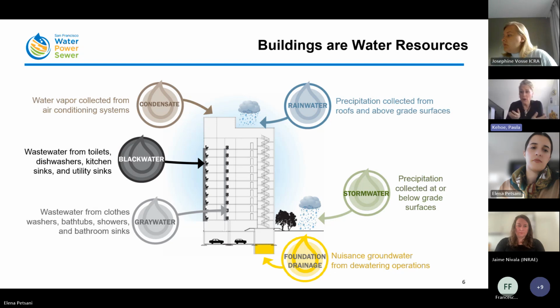Black water is all of the water that's considered to be wastewater or sewage that's normally discharged and treated at our treatment plants. And finally, buildings also produce condensate, very high quality water vapor that's collected from air conditioning systems.